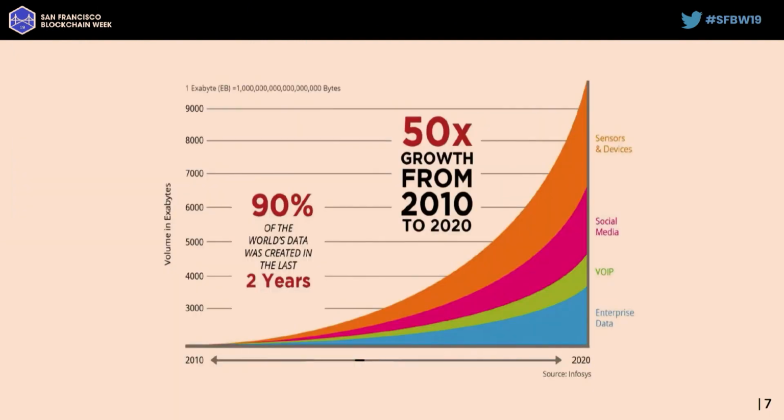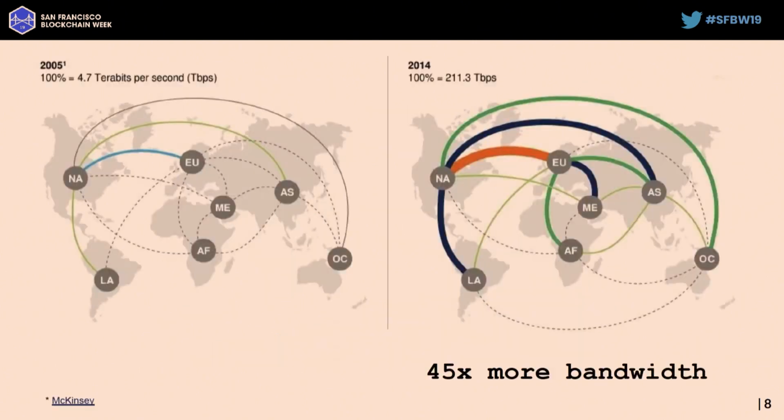So yes, the data amounts are growing. That's pretty obvious. They're growing very fast, significantly. And this is an interesting picture. From 2005 to 2014, the amount of bandwidth, the amount of traffic that goes between continents, increased 45 times, and now it's even more. If we keep increasing the traffic we're sending over central channels, we will not be able to serve all of the new devices and new data that come connected to the internet.